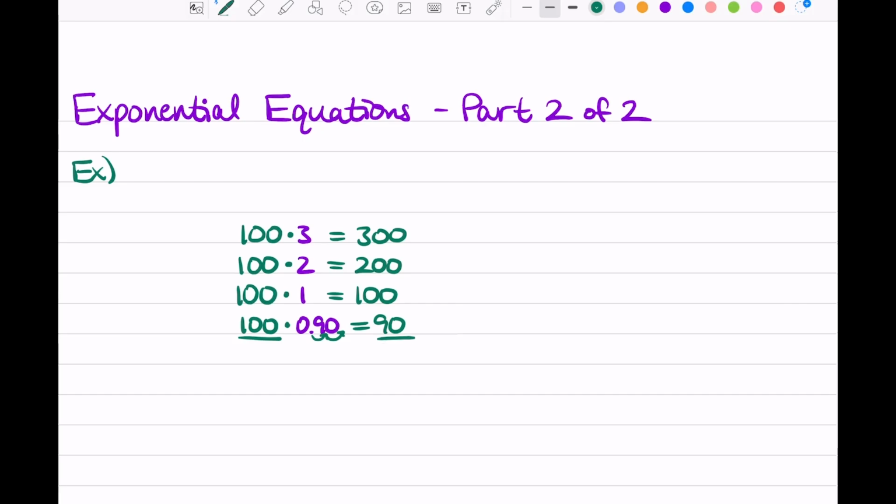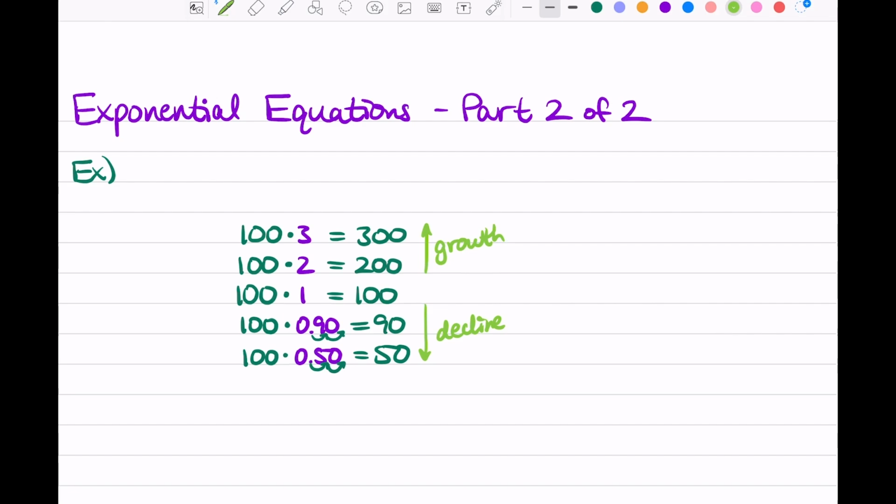Our 100 became 90. And we'll continue to see decline if we multiply by another number less than 1. So let's say we multiply by 0.5. 0.5 times 100, moving the decimal 2 spots, gives us 50. So our 100 became 50. So the pattern we've seen is that multiplying by 1 does nothing. Our 100 stays the same. However, multiplying by numbers greater than 1 leads to growth. And multiplying by numbers less than 1 gives us decline.